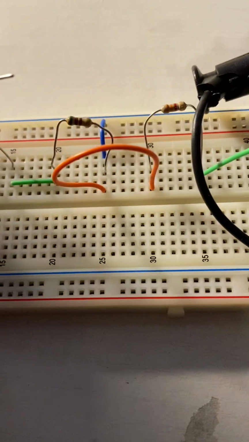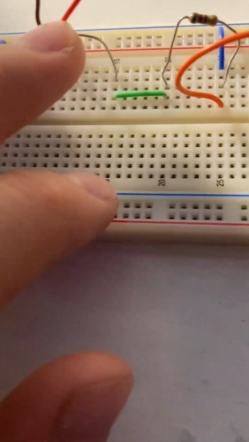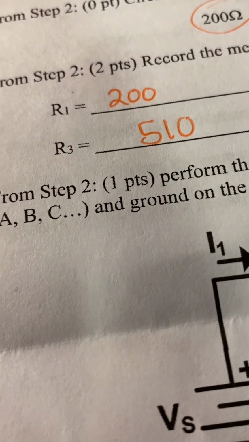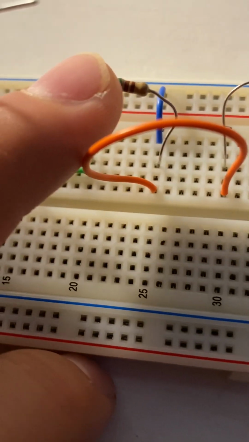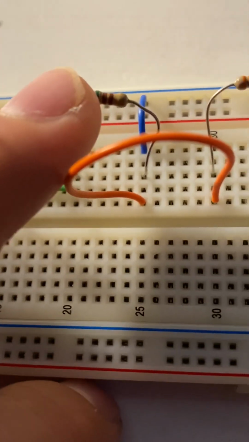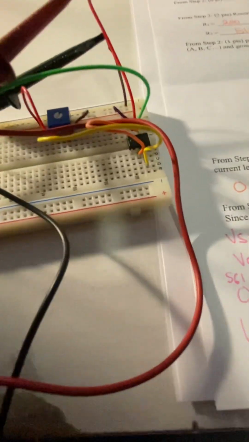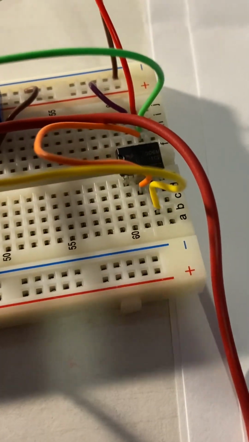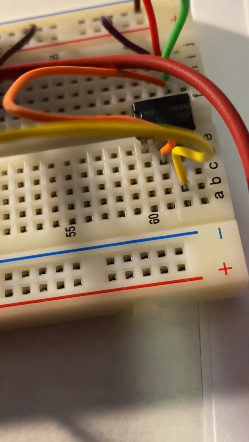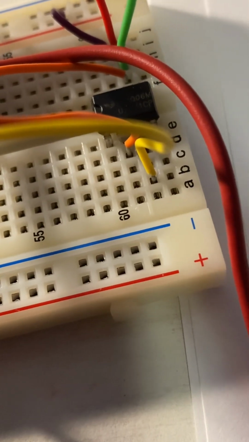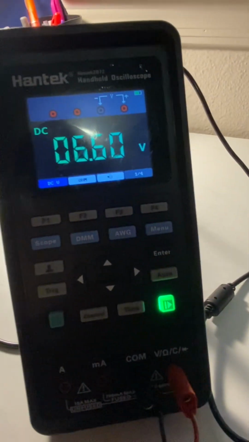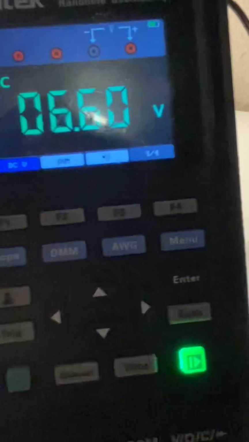We have our voltage supply source, resistor R1, which is measured to be 200 ohms, resistor R2, which is meant to be 330 ohms, and our biggest resistor R3, which is 510 ohms. And we also made our own V0 voltage source using an IC chip of a 741 amplifier to help make that V0. So right now the multimeter is measuring our V0, which would be 6.060 volts.